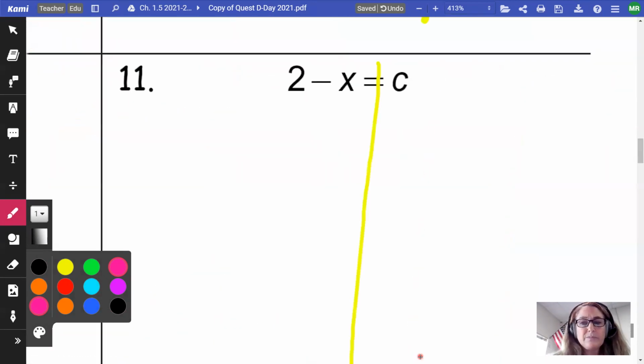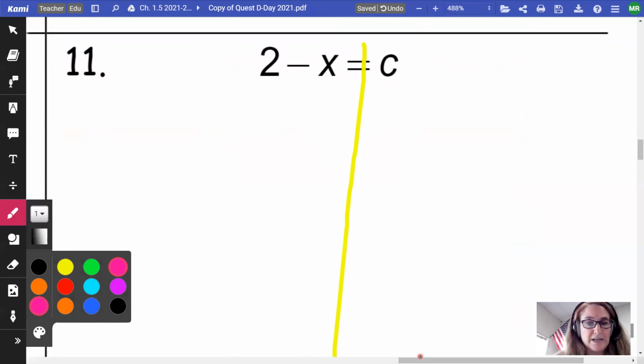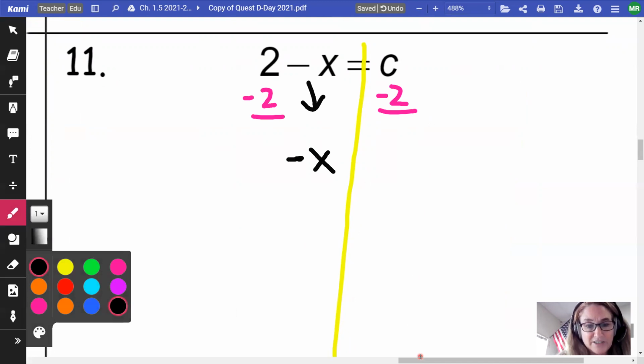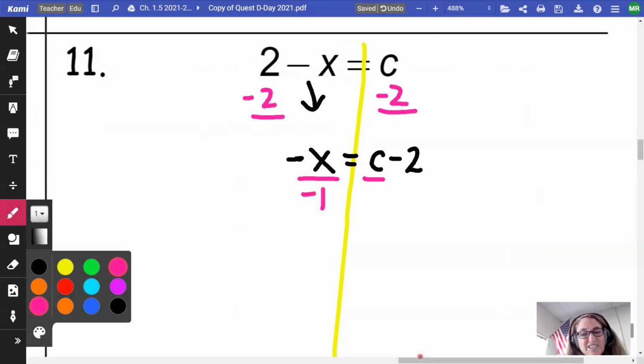Okay, number 11. So in this one, we're solving for x. So the first thing I'm going to do is get rid of the minus 2. I'm going to minus 2 from both sides. Now, when I do that, this is a negative x. And on the other side, I get a c minus 2. Now, when we're doing this, we don't want negative x. There's really like a little negative 1 in front of this, if you want to think about it like that. Okay. So what I'm going to do is divide by negative 1. And I would do each of these separately because we can clean this up. So when I take a negative divide by negative, I get a positive. When I take a positive divide by negative, I get a negative. And when I take a negative divide by negative, I get a positive.